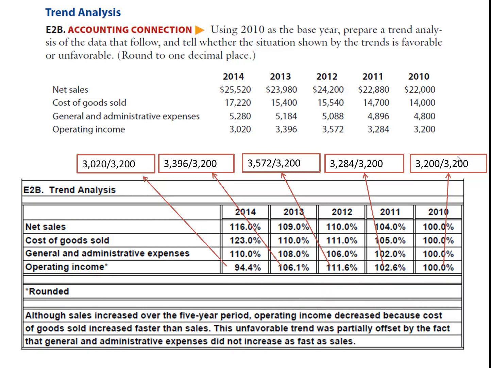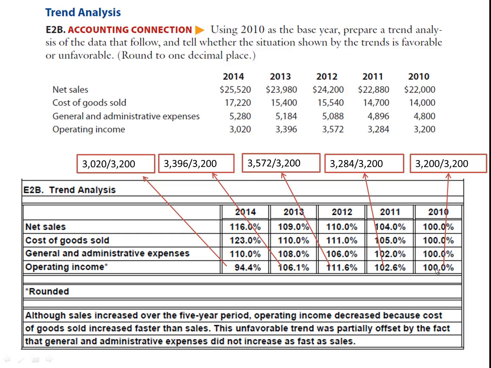But then we look at our operating income and what's happening to our operating income. It's going up, and then all of a sudden in 2013 it went down, probably because in 2013 our net sales went down, our cost of goods sold went down, but our general and administrative expenses still were going up. So these were moving in the opposite directions, which caused a significant decrease in our operating income from 2012 to 2013. And then in 2014, our actual net operating income is actually lower.